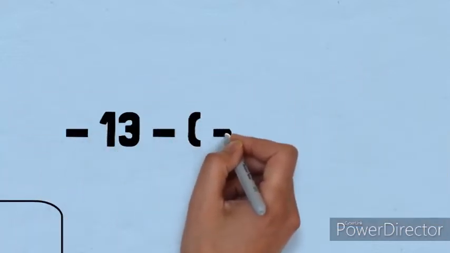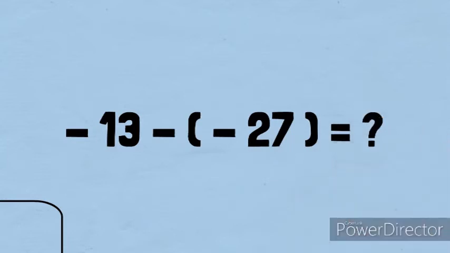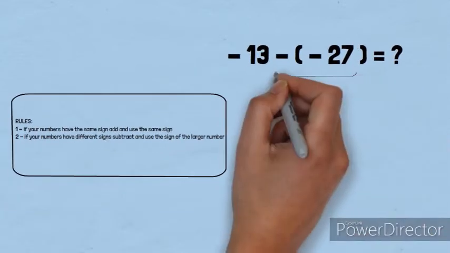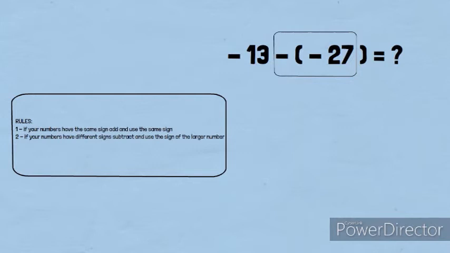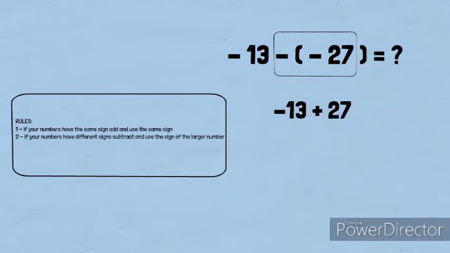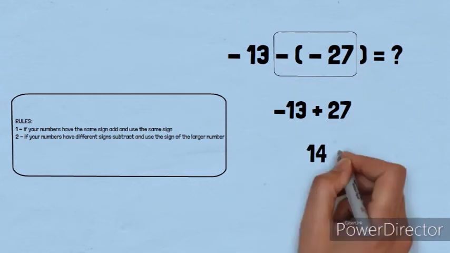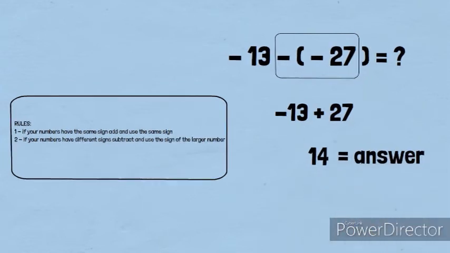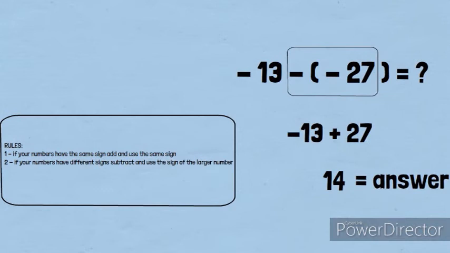Let's look at another example. Let's look at -13 minus of -27. Minus of minus is plus. So now if we simplify, we get -13 plus 27. Our signs are different, so we have to subtract and then use the sign of the larger number. 27 minus 13 gives us 14. 27 is bigger than 13, and in front of the 27 is a plus sign. So our answer is going to be +14.